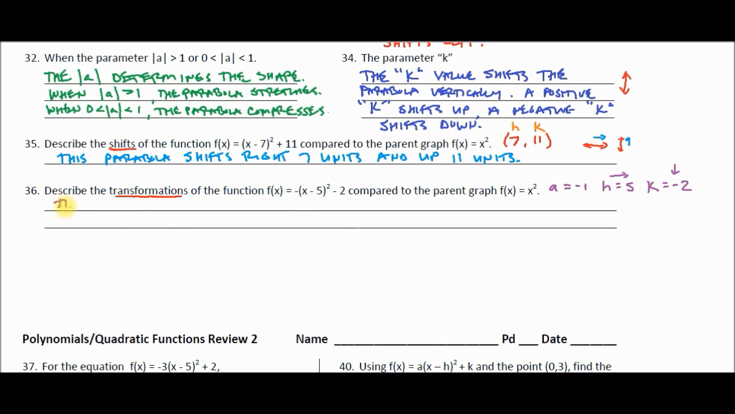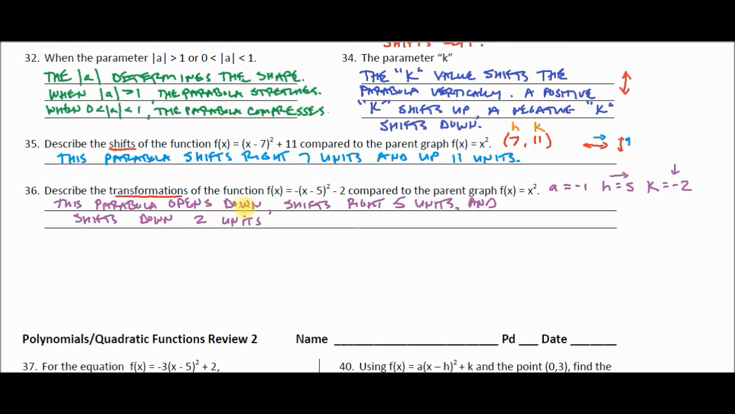So the description is this: parabola opens down, shifts right 5 units and shifts down 2 units. You don't have to say negative 2.